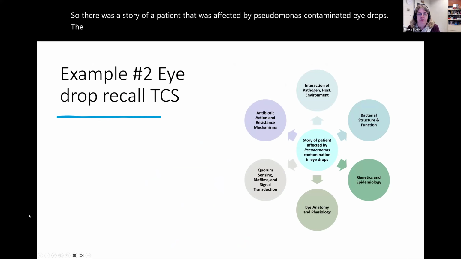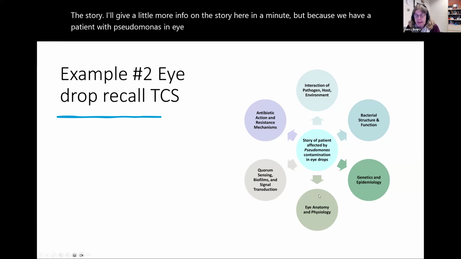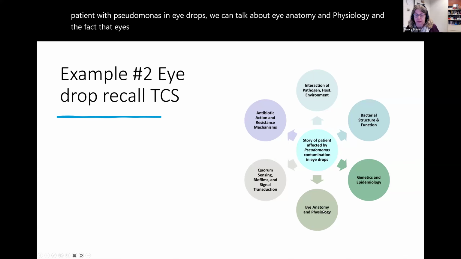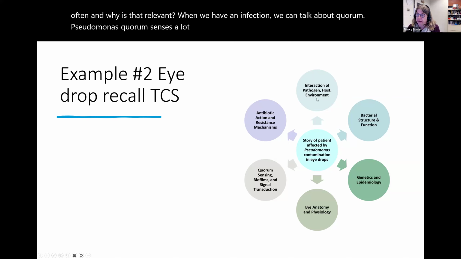I'll give a little more info on the story here in a minute, but because we have a patient with Pseudomonas in eye drops, we can talk about eye anatomy and physiology and the fact that eyes are a privileged site. Why is it important that your cornea doesn't scar that often? And why is that relevant when we have an infection? We can talk about quorum sensing, Pseudomonas quorum senses a lot. We can talk about antibiotics and resistance.